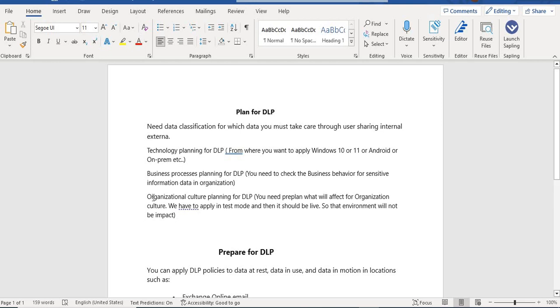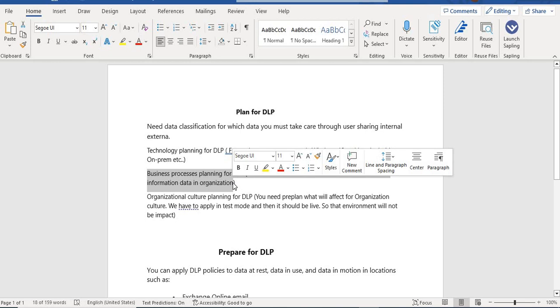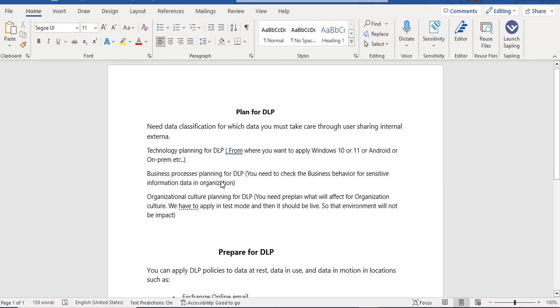After that, we will come to the third phase, that is organizational culture planning for DLP. You need to pre-plan what will affect the organization culture, and what has to be applied in a test mode, and then it should go live, so that the environment will not be impacted. So in the second phase, we find the drawback, or you can say what will be the impact in your organization. You have to find and identify the behavior of this.